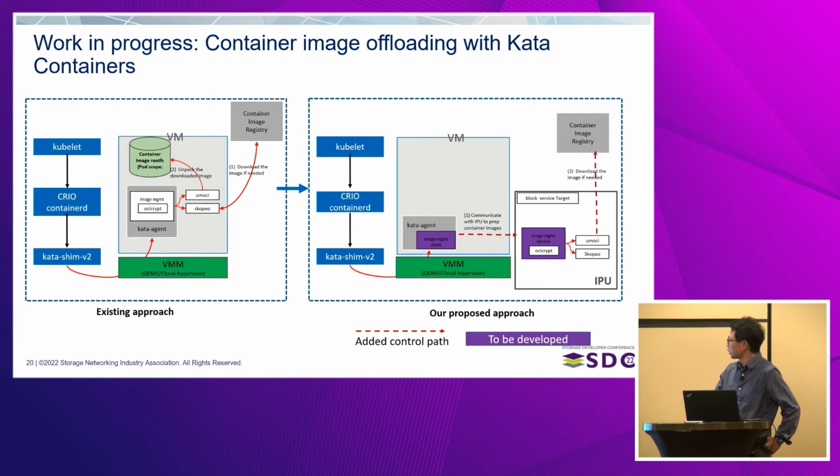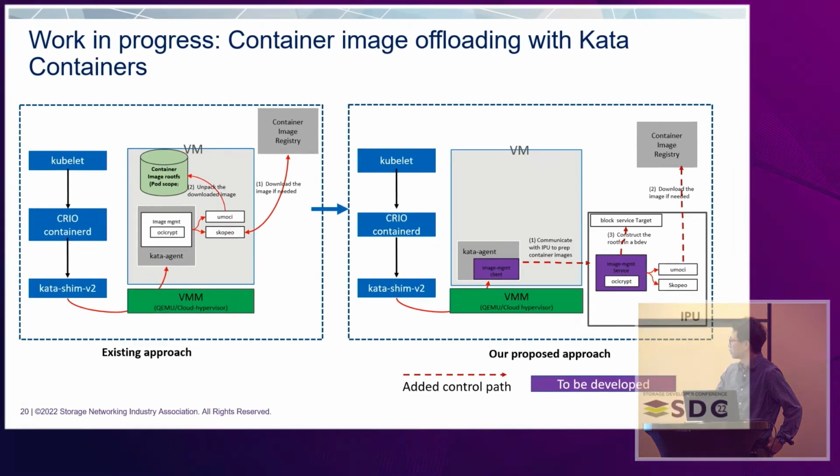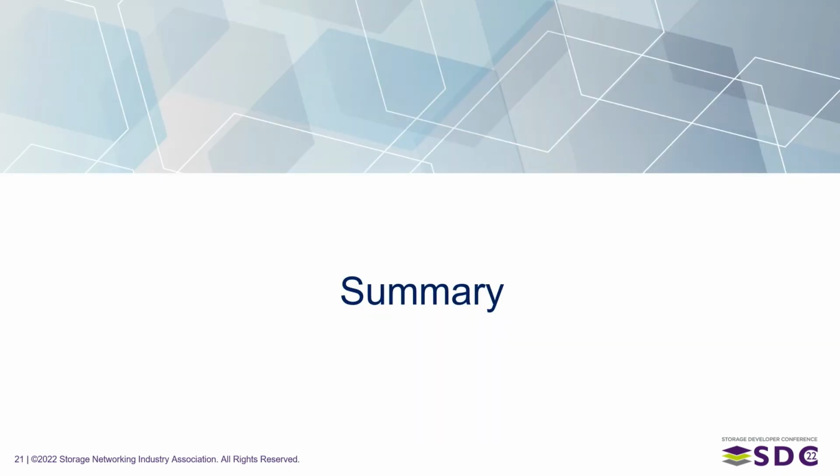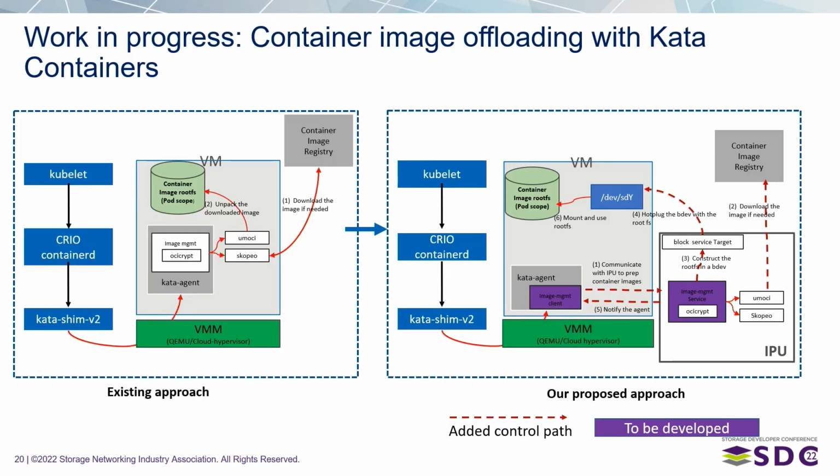And the IPU now can do all the work for the host, right? You can download the image, unpack the image, expose that through a BDEV, and then tell the host, okay, some block device is available. Then this Kata agent can get a notification from the IPU as well, and they can start the whole thing, like mount the root file system, and then start the container. So it's basically the way to do it in the Kata container case.